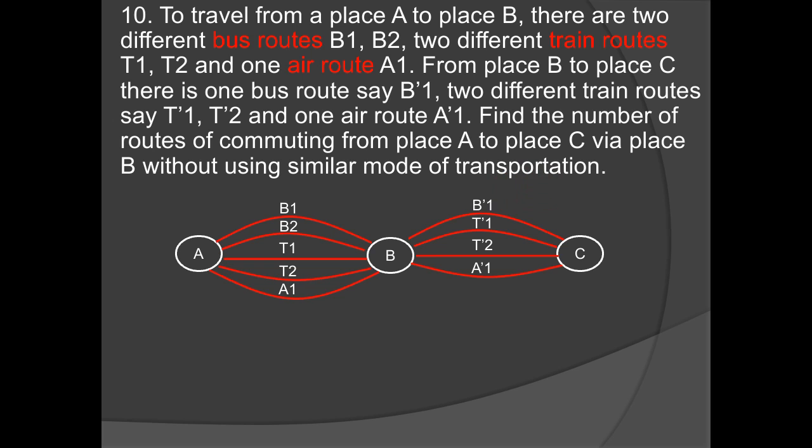For example, if I take bus routes in A to B, it means I cannot take bus routes here in B to C. Suppose if I take a train route here, it means I cannot take the train route. So how to find the answer?